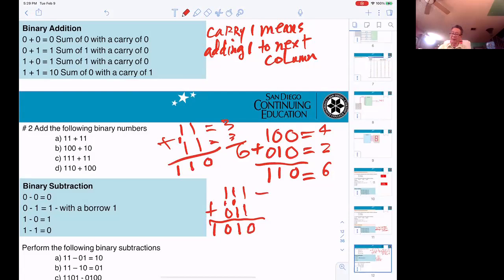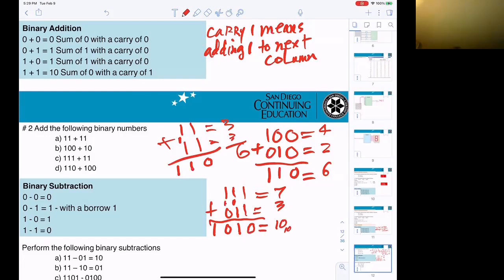So what's the number here? I think that's 7, right? Answer A. And this number will be 3. So the decimal for 1010 will be number 10. But 10 is A. Right, that's hex, not decimal. We're talking about decimal number, not the hex number.